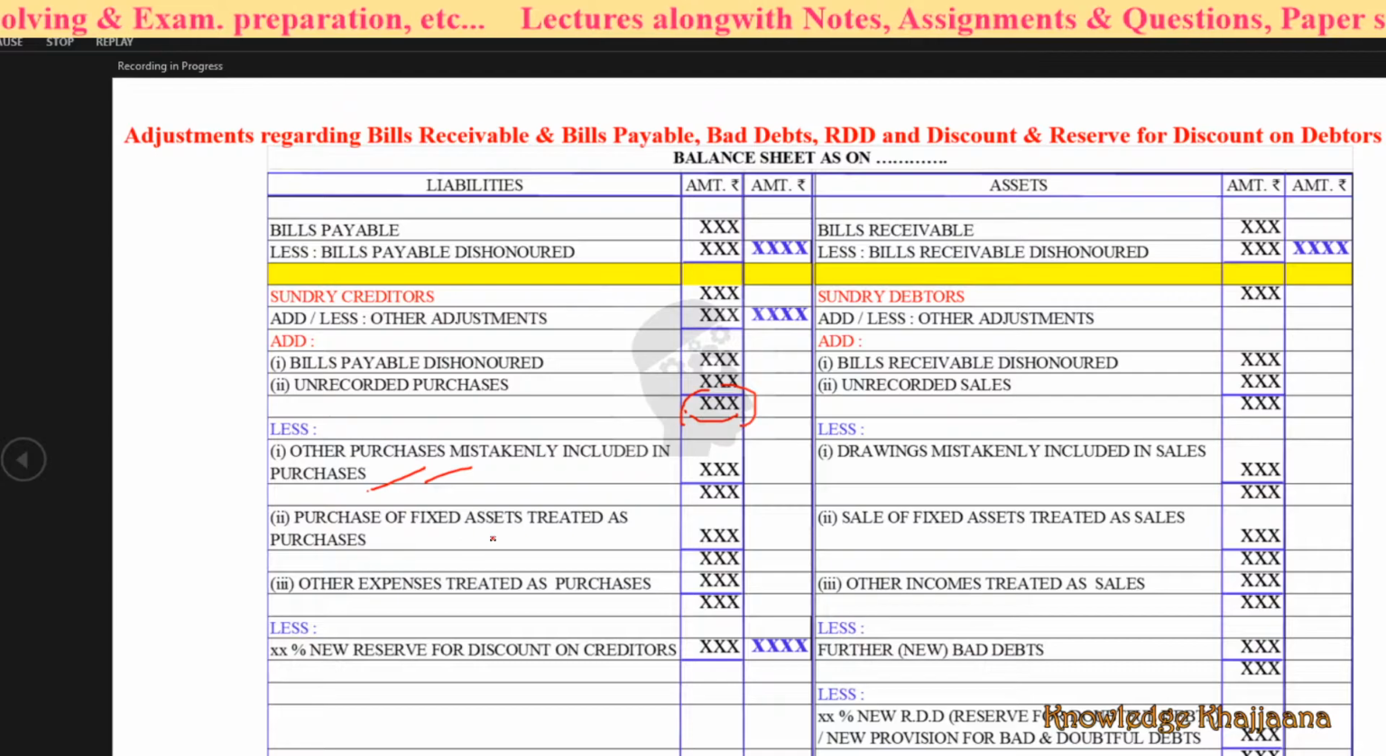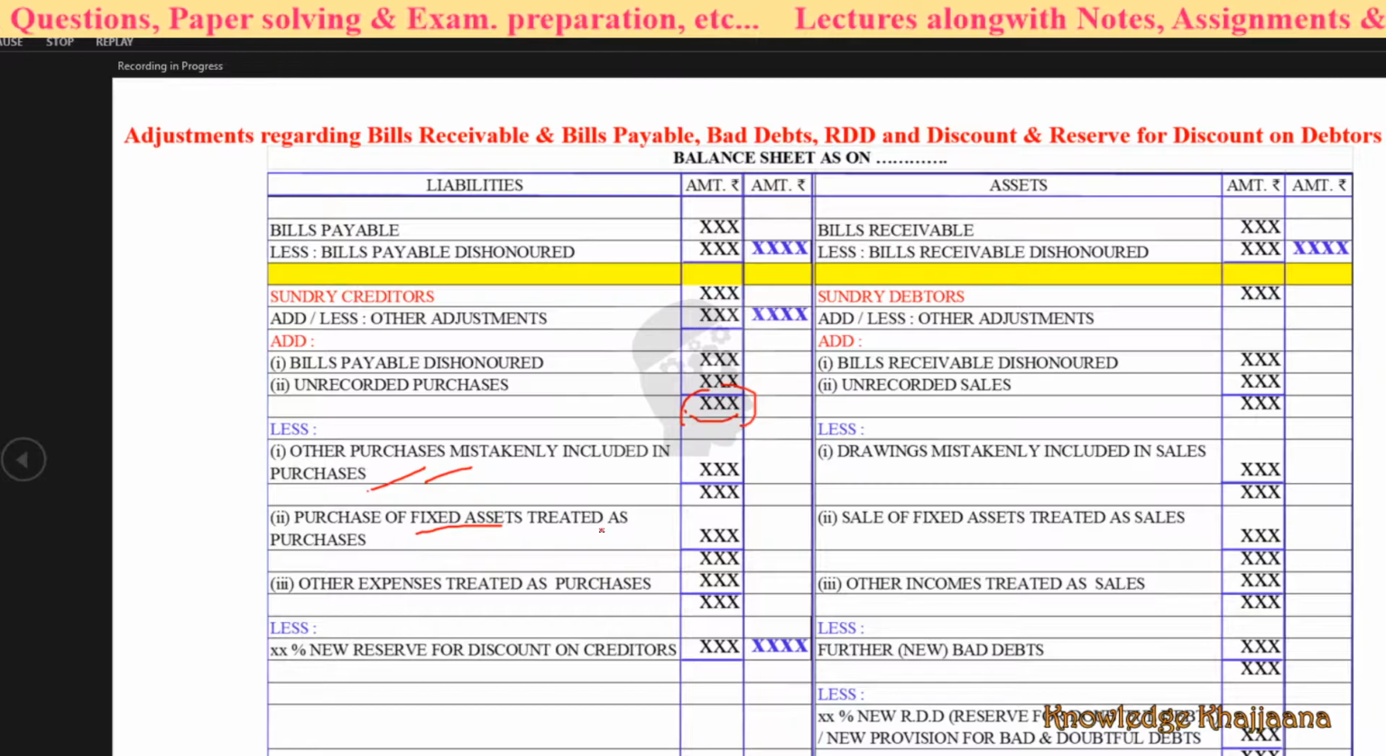Then purchases of fixed asset treated as purchases. For example, the business has purchased some fixed asset and by mistake it is included in purchases, so unnecessarily the amount will show a higher value of the purchase. That is the wrong thing. So whatever mistake you have committed, that much amount of fixed asset value you have to deduct from here. Okay, then if any other expenses are treated as purchases, if you have committed any other mistakes, then you have to deduct that much of amount.